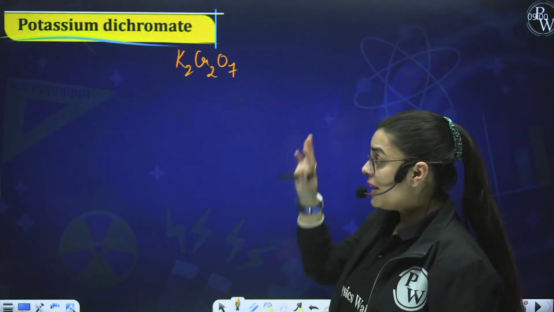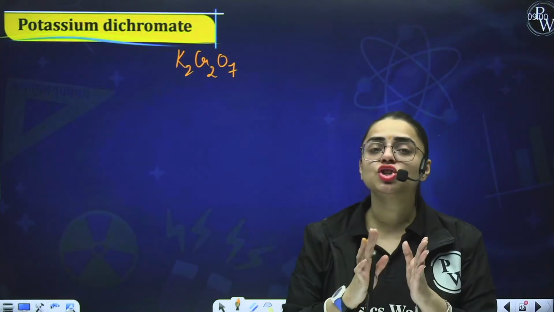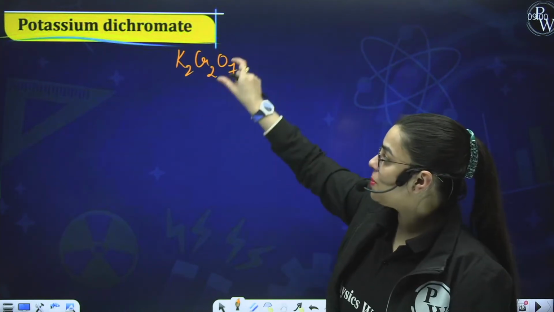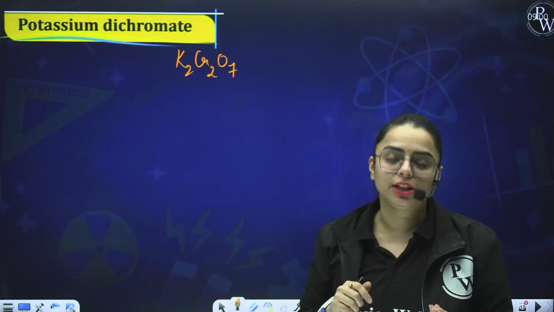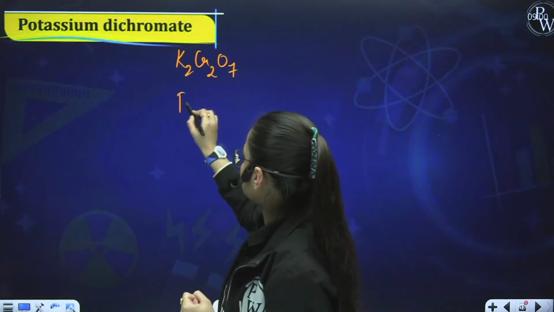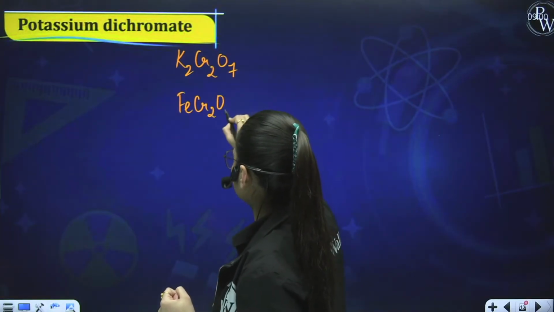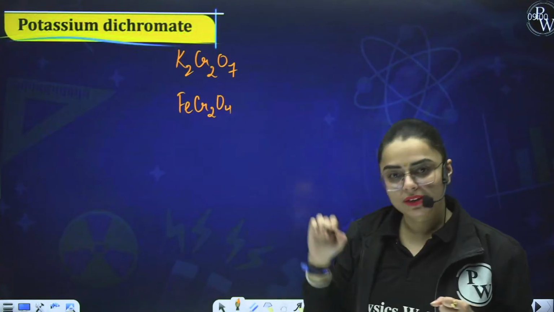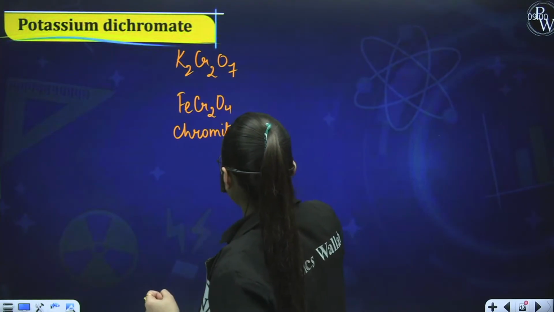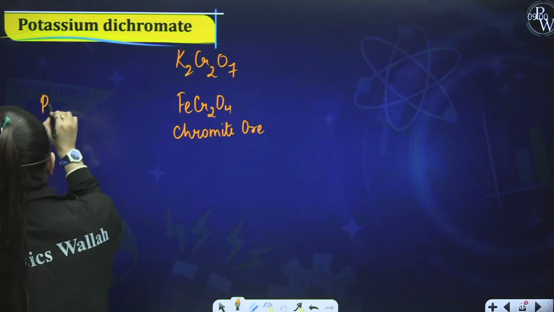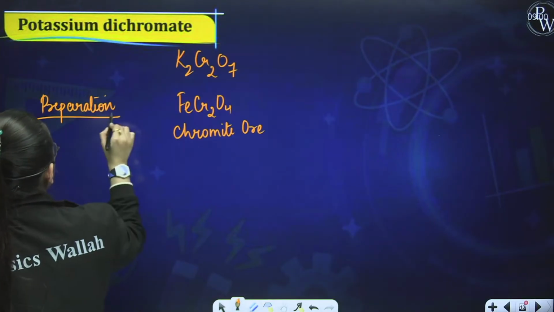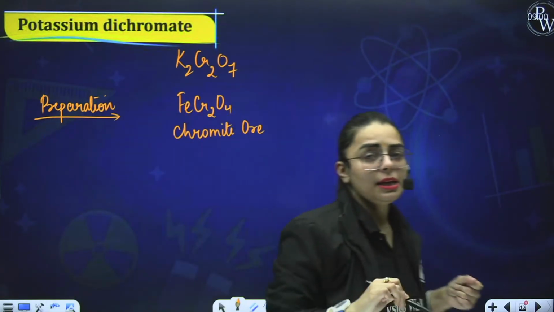When I talk about potassium dichromate, its preparation is made from its ore, chromite ore. Basically, potassium dichromate is made from chromite ore. Now what is chromite ore? It is very simple. It is FeCr2O4. This is the chromite ore. You can even write it over here. And I am talking about the preparation of potassium dichromate, which is done from chromite ore.